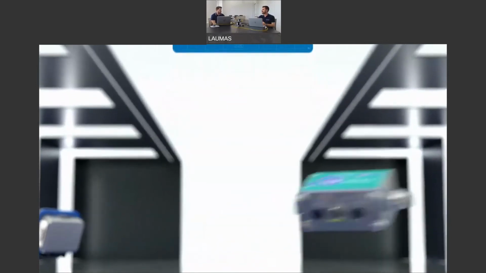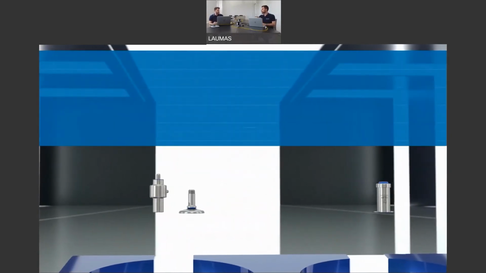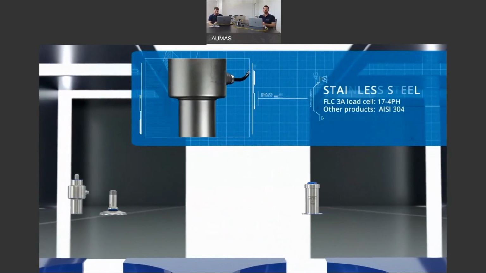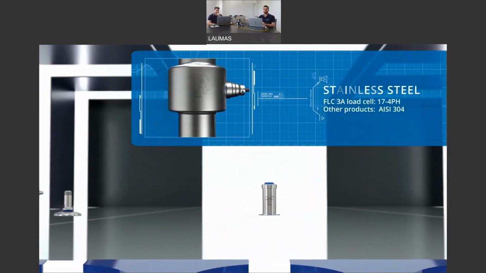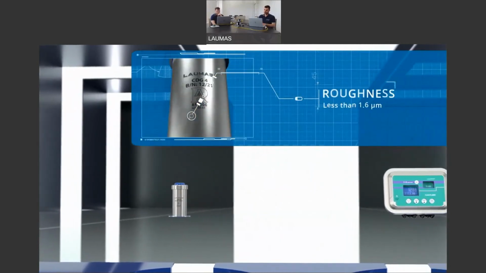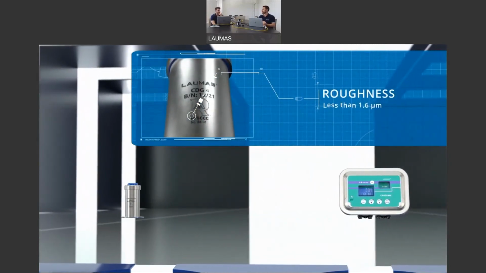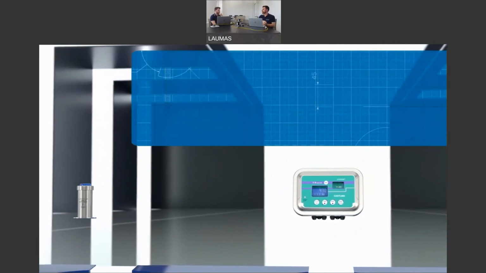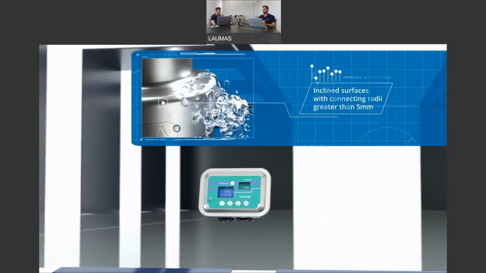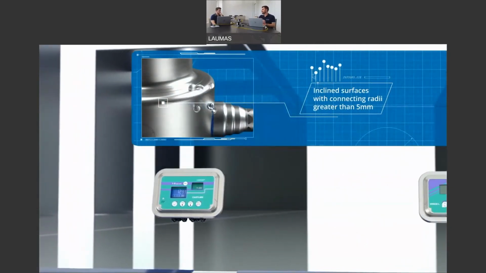A series of basic characteristics unites the products in the range and certifies them in accordance with the 3A standard. They are made from stainless steel, an ideal material for hygienic applications, corrosion-resistant, non-toxic, and non-absorbent. They have perfectly smooth surfaces with a roughness of less than 1.6 microns, always inclined and equipped with drainage angles, which allow dirt to slide away with ease.